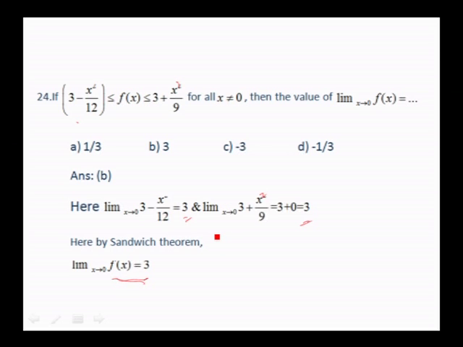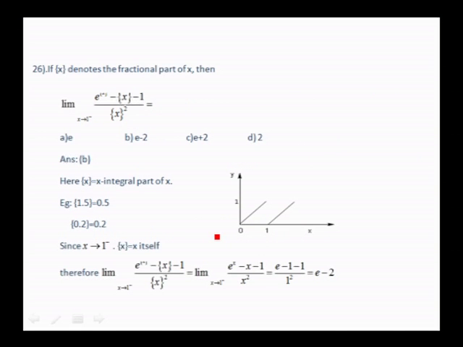In the sandwich theorem, if there are hx, fx, gx, and hx as x tends to 0 is L and gx as x tends to 0 is L, then fx also as x tends to 0 is L. All three will be equal. So the answer is 3.